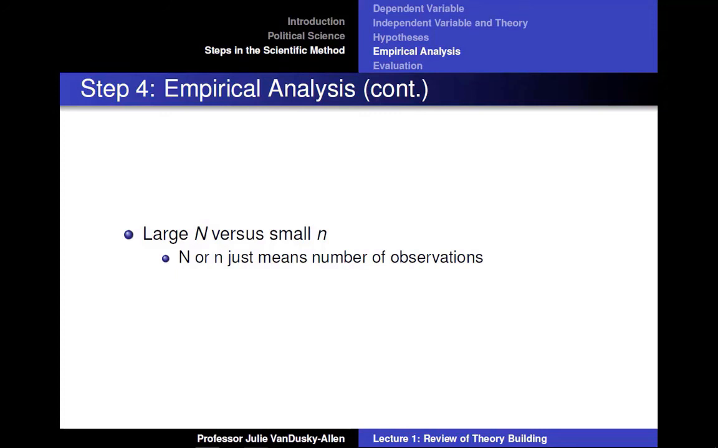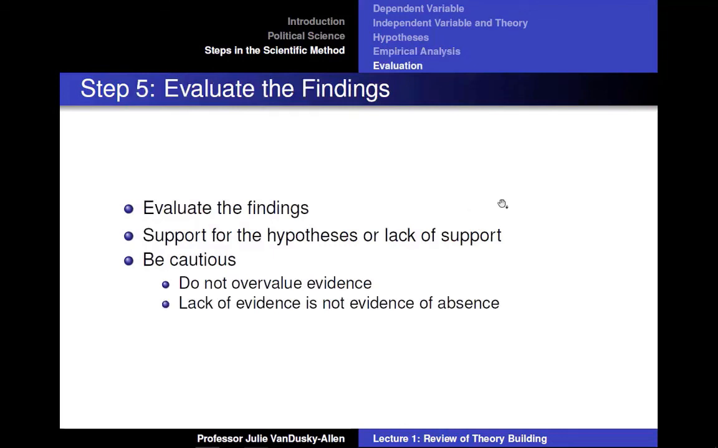There's another type of design called a small n design, where scholars only focus on a small number of cases to analyze the relationship between the independent and dependent variables. We will not focus on small n designs in this course. Note that n in both of these cases just means the number of observations.